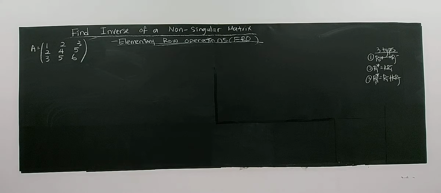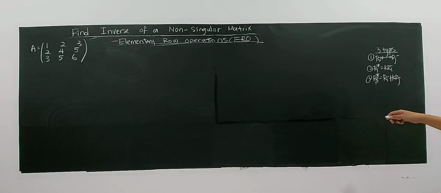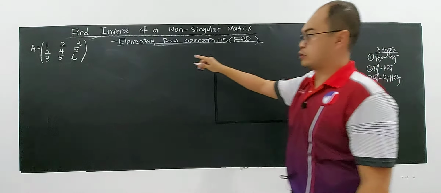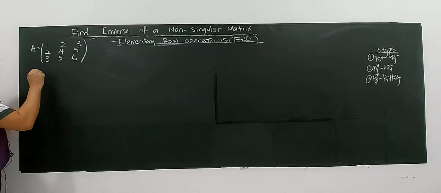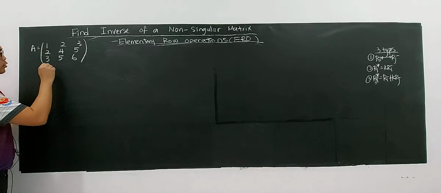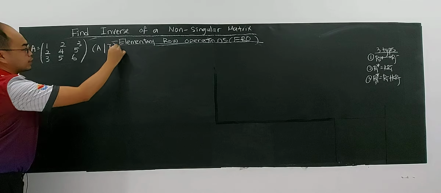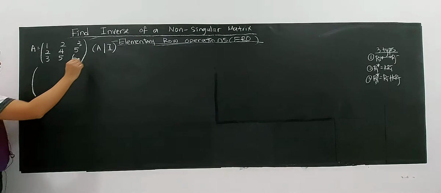Before that, I'm going to tell you some rules of using the elementary row operations. So let's look at this. If you want to use elementary operations, there is a rule: you have to write this matrix in augmented form. What is meant by augmented form? It means you write it in the form of A, a line here, and then you write an I, the identity. Identity. So now I start with writing this augmented matrix.